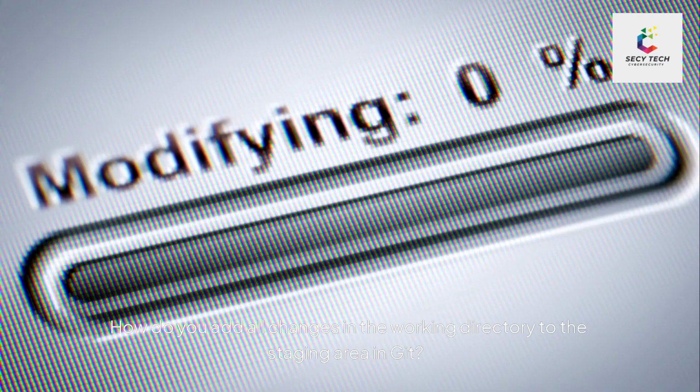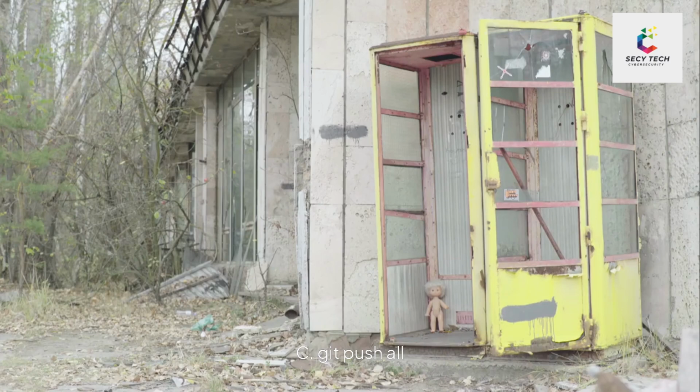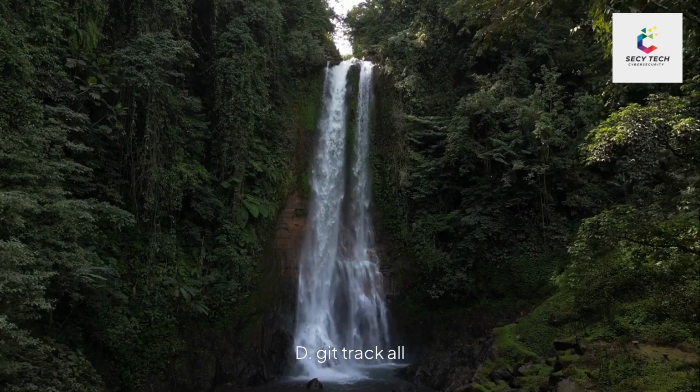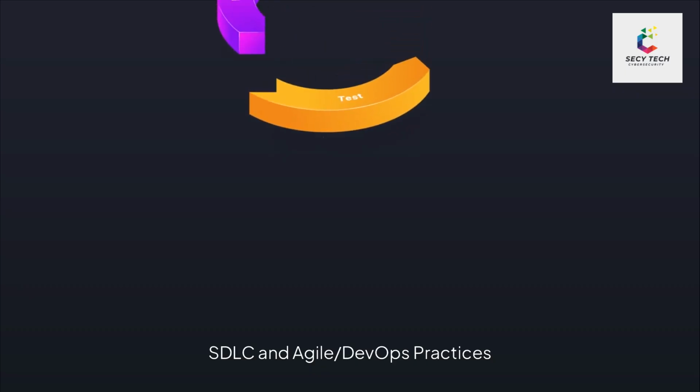Q8. How do you add all changes in the working directory to the staging area in Git? A. git add. B. git commit. C. git push all. D. git track all. Answer. A. git add. SDLC and Agile DevOps practices.